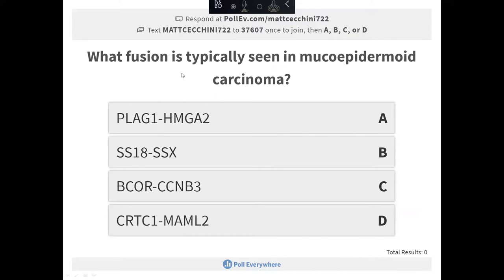So what fusion would you typically see in these mucoepidermoid carcinomas that you could use as a FISH test to help make the diagnosis if you were uncertain? Is it A, PLAG1, HMGA2? Is it B, SS18, SSX? Is it C, BCOR, CCNB3? Or is it D, MAML2 with CRTC1? A bit of a trickier question.